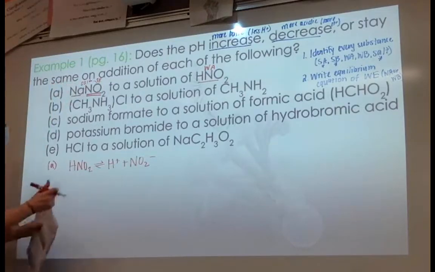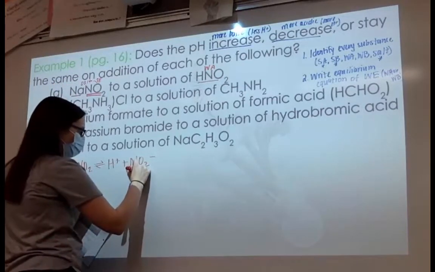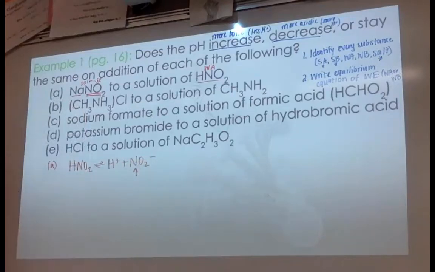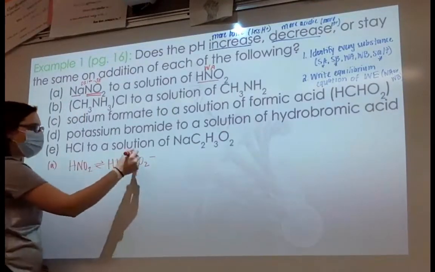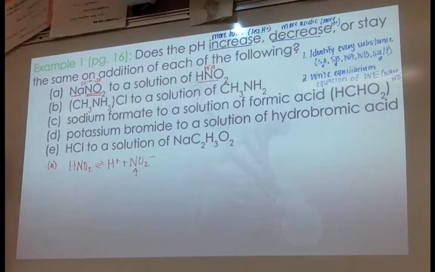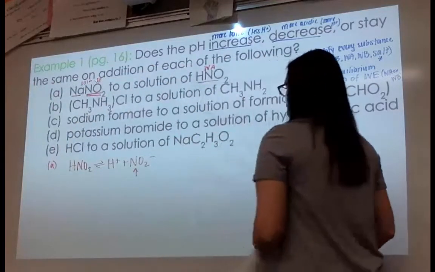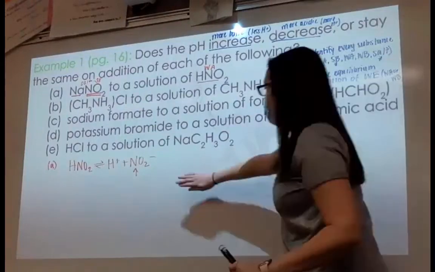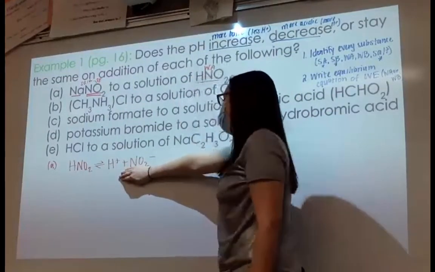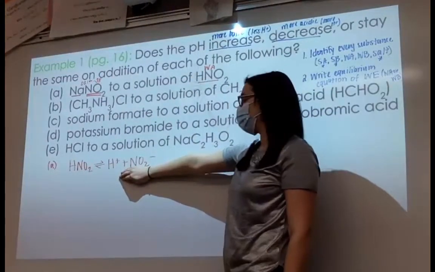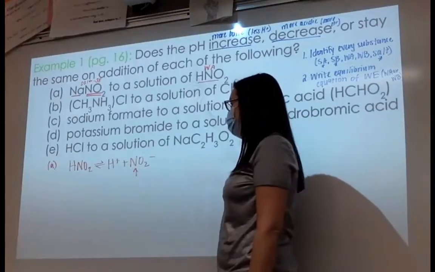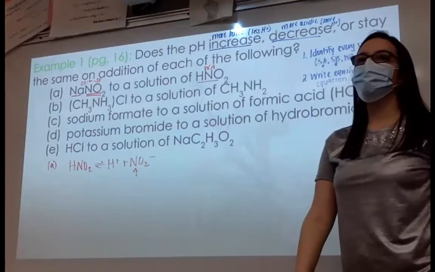So this actually has NO2 minus. So if I put NaNO2 into this solution, I'm increasing the amount of NO2 minus. So now it becomes like a Le Chatelier's principle question. So this was before I added this NaNO2. This is at equilibrium. Now I add more NO2 minus.